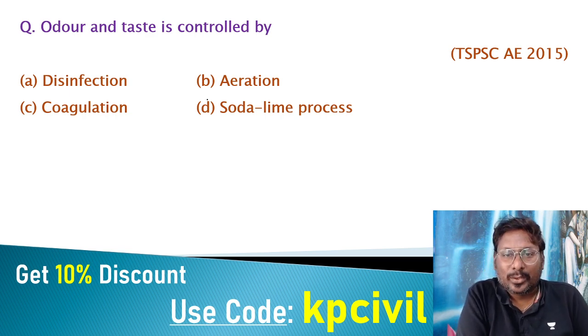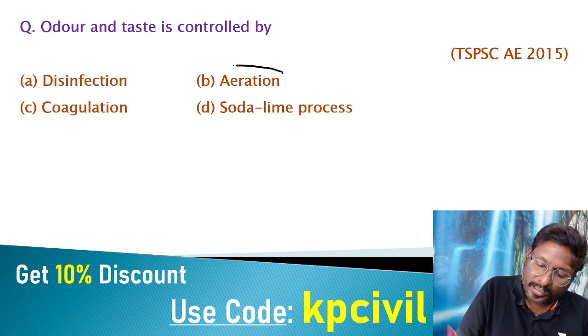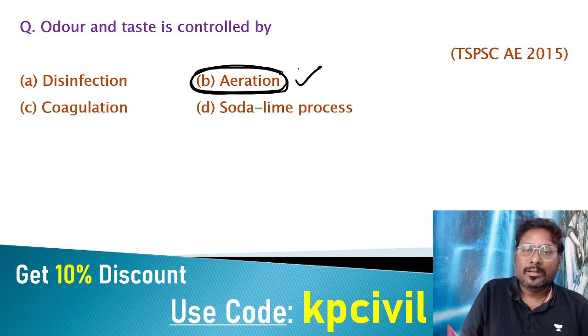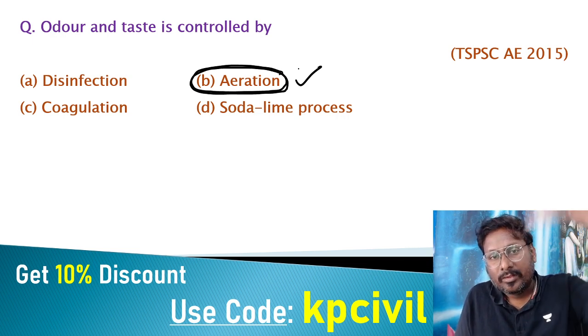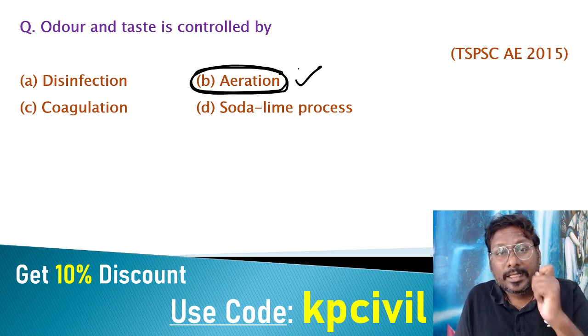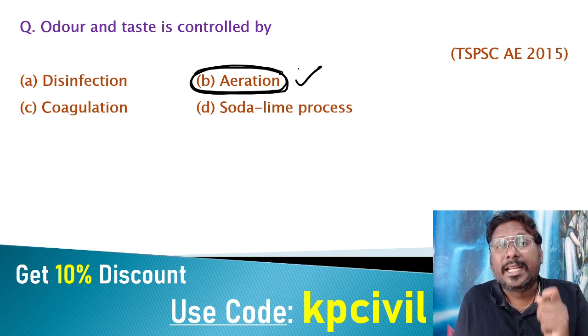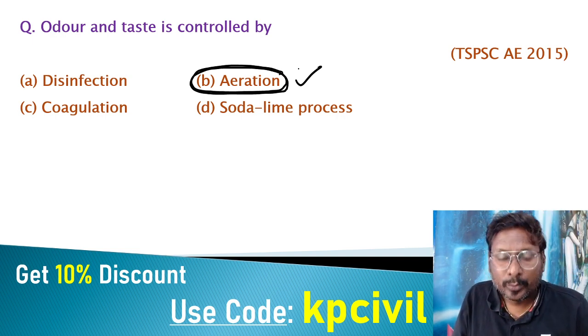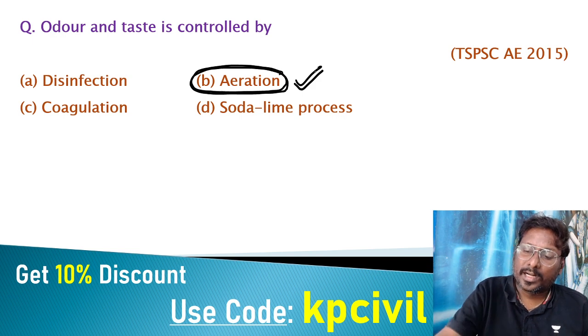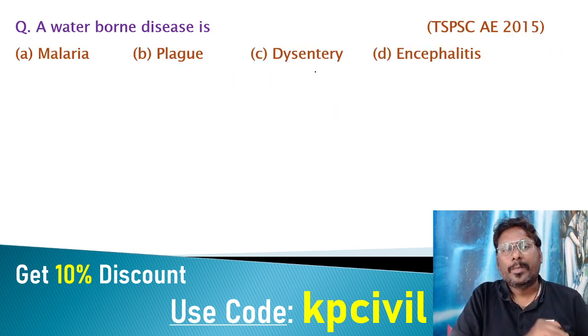Odor and taste are controlled by aeration. Do aeration. Dissolved gases which cause the odor fly away. Dissolved chemicals like manganese and iron which cause the taste are removed, oxidized through aeration. So odor and taste are controlled by aeration.